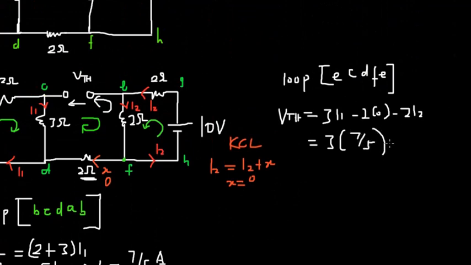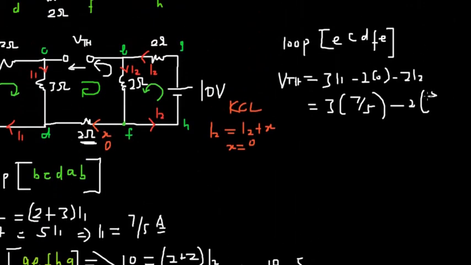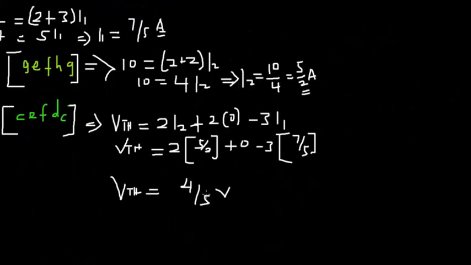And then we have minus 2 on I2, and I2 is 5 on 2. So let's punch in this value: 7 on 5, minus 2 on 5 on 2. We'll notice that we have minus 4 on 5 volts. I just did this so that we verify the direction of the VTH. So it means that this will be negative.